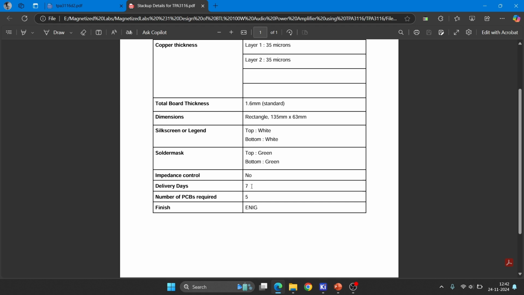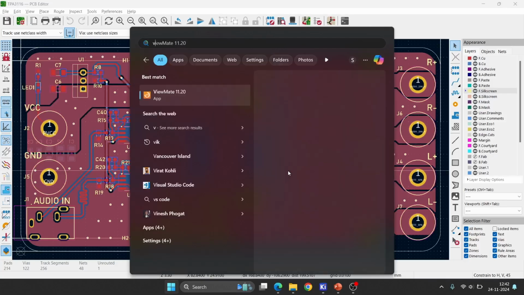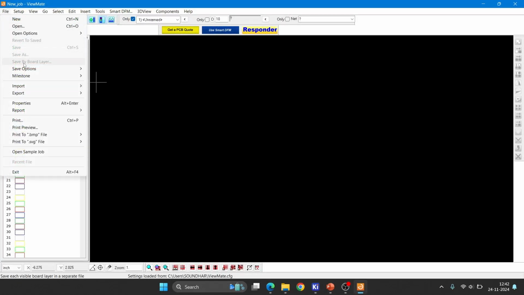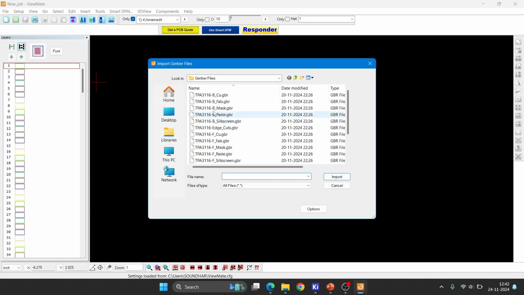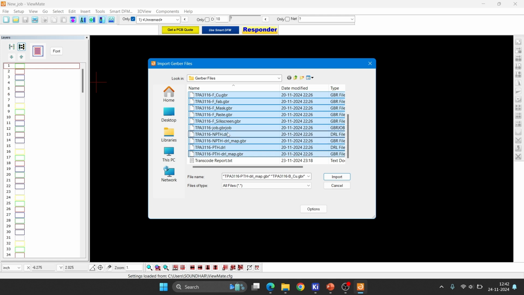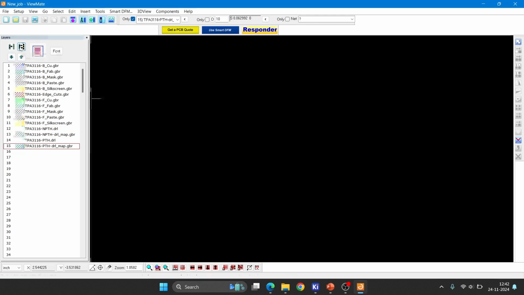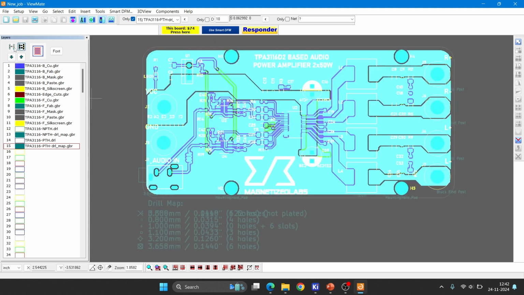Delivery days, you can mention how many days you want, and the number of PCBs. The finish of the PCB, I always go for ENIG, electroless nickel immersion gold plating. You can verify your Gerbers using a software called ViewMate. You can import all your generated Gerbers here, and you will be able to turn on and turn off each layer separately, so that you will be able to check whether you have designed properly or not. Here you can just disable everything, or enable everything, and you can turn on and turn off each and every layer individually.